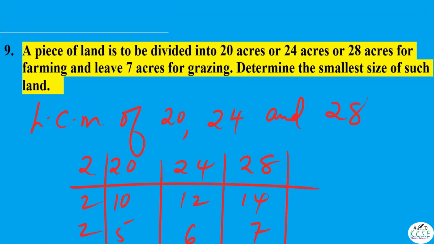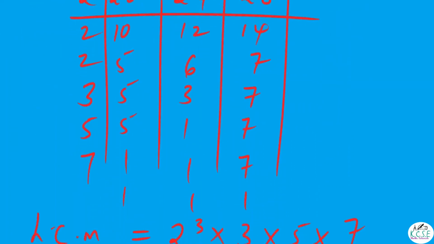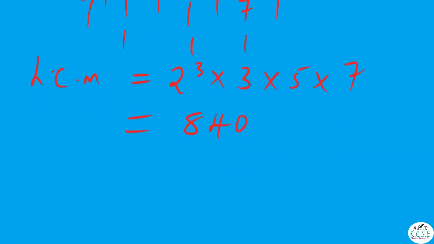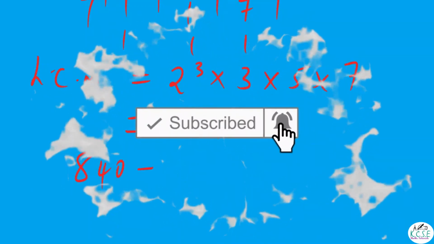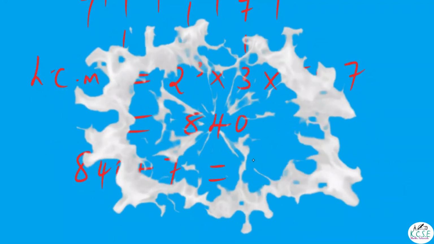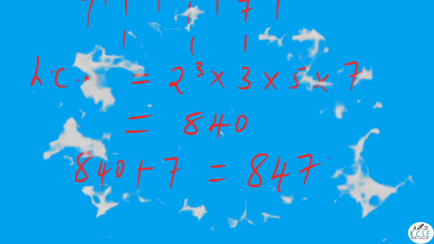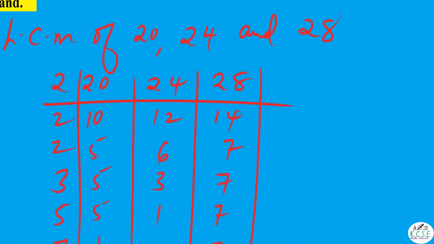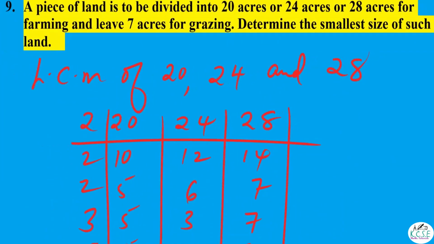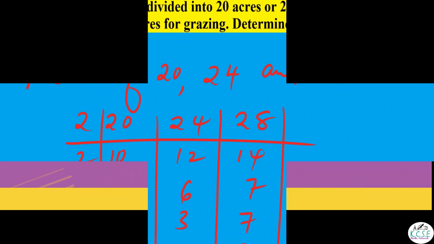Now, the next thing we're going to do, since we have been given that 7 acres will be left, there will be a remainder of 7 acres for grazing. After getting the least common multiple, 840, we add the remainder, and this will be 847 acres, and this represents the smallest size of such land. So that is how we're supposed to work it out.